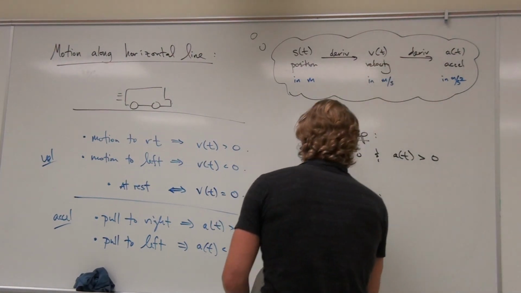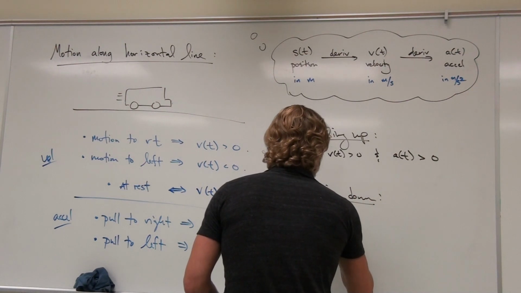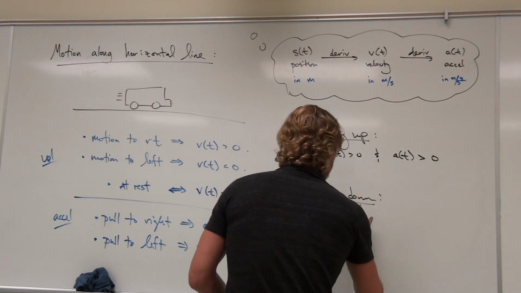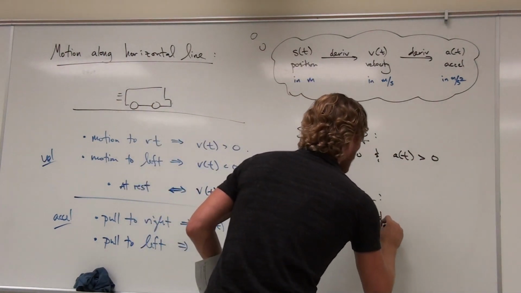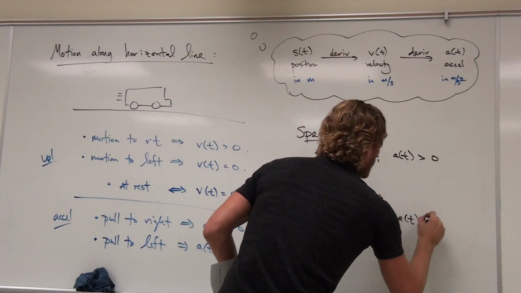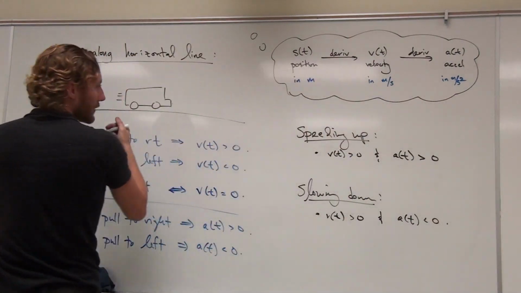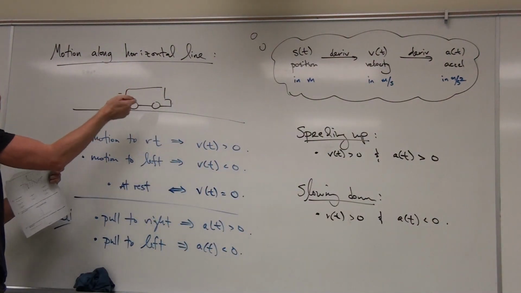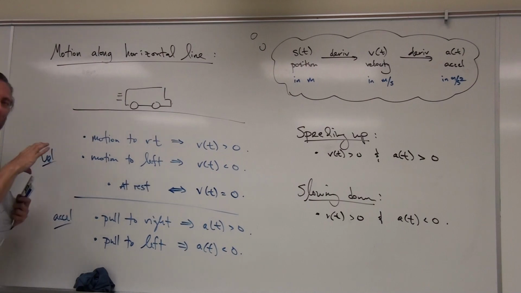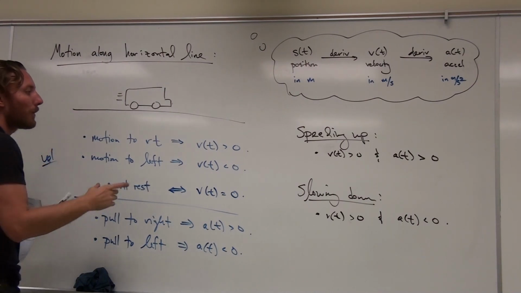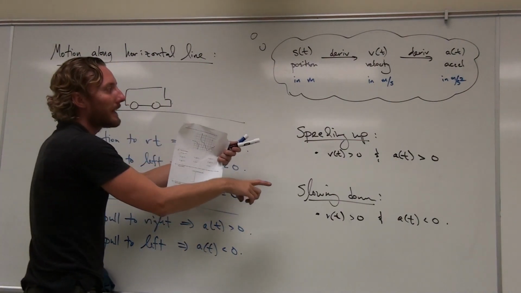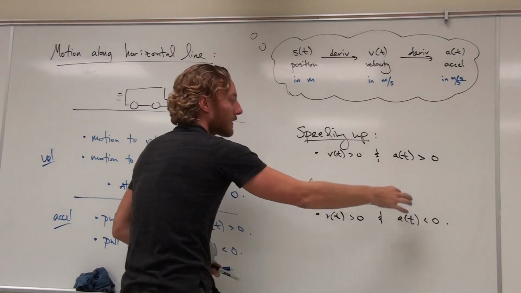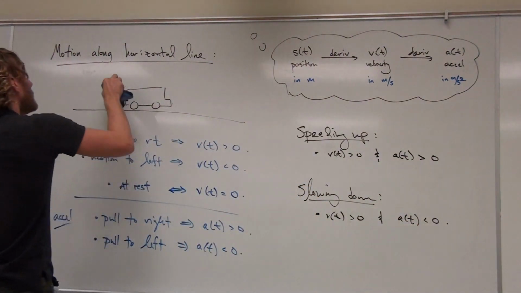But on the other hand, the car would be slowing down if it was moving to the right, velocity positive, but the pull was going in the other direction, acceleration negative. If the car's trying to go right and I'm pulling back to the left, that's going to slow the car down. Okay, we've considered both cases where the car's going right. When the car's going right, it speeds up when you're pulling right, it slows down when you're pulling left.